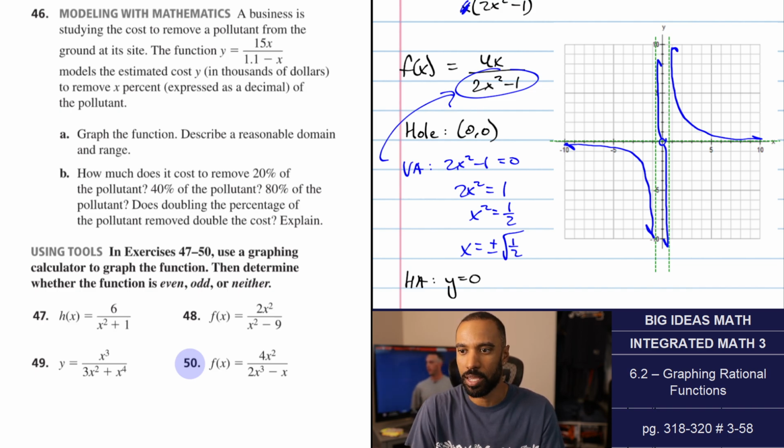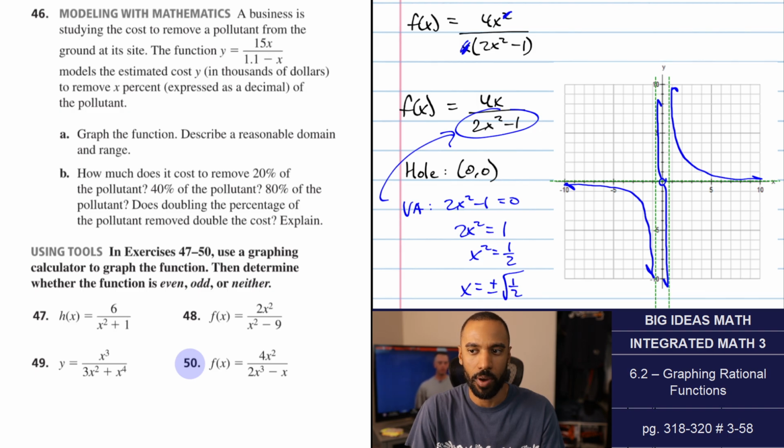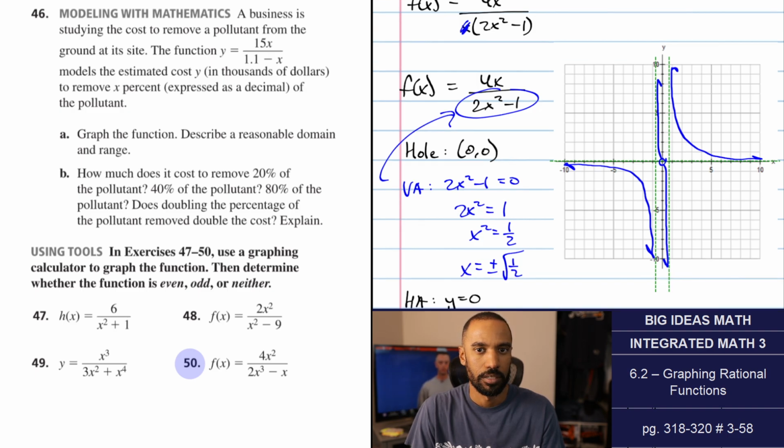But I'm doing 4x squared. Go to the calculator now. I'm doing 4x squared over 2x cubed minus x. I guess the point is there are different kinds of graphs that can look really funky, and you're seeing them here. Oh, let me zoom out.